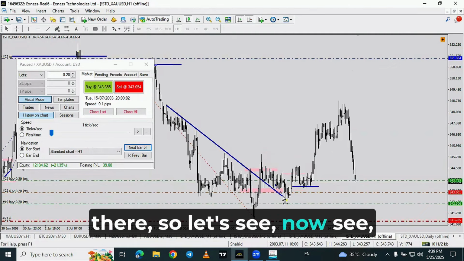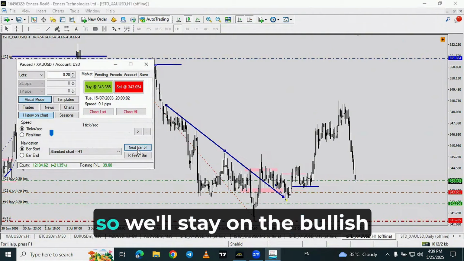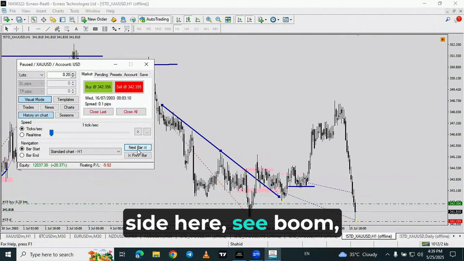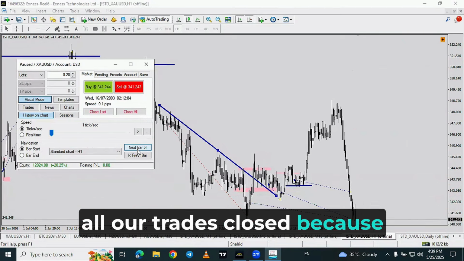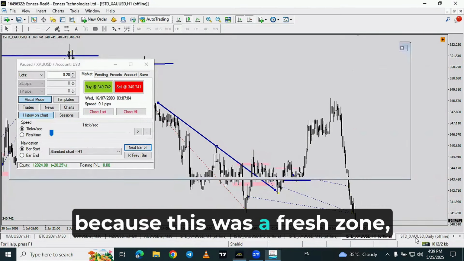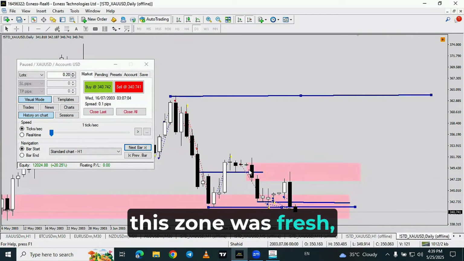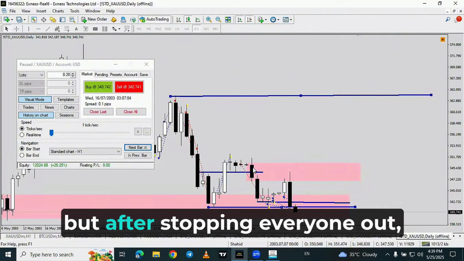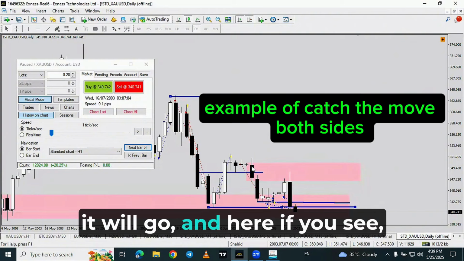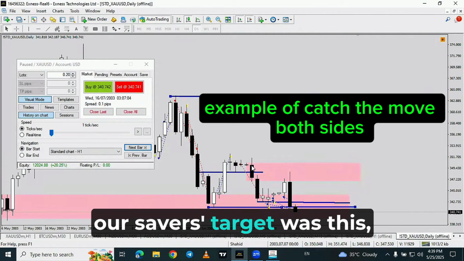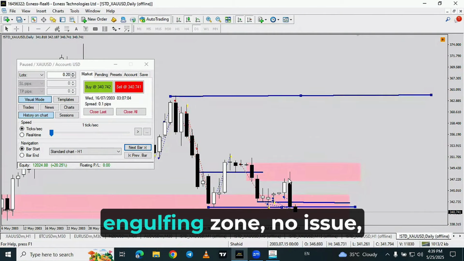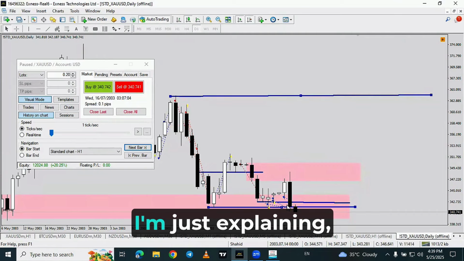So let's see. Now see, because we're on the bullish side, we'll stay on the bullish side here. See, boom. All our trades closed because it made it bearish here, because this was a fresh zone. This zone was fresh. Those who wanted to hold it thought the market would go bullish, but after stopping everyone out, it will go. And here, if you see, our target was this. It's coming from the same engulfing zone.